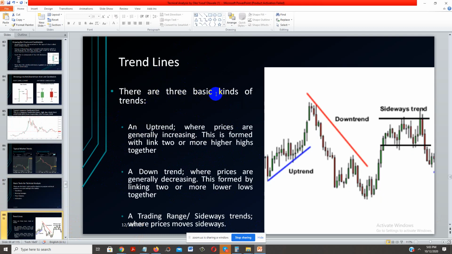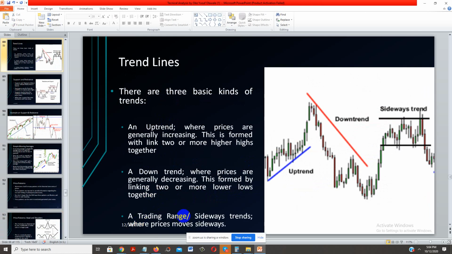Now, trend lines. There are three basic kinds of trends. An uptrend, where prices are generally increasing, is formed by linking two or more higher highs together. Then a downtrend, where prices are generally decreasing, is formed by linking two or more lower highs together. Now we have a trading range slash sideways trend, where prices move sideways.